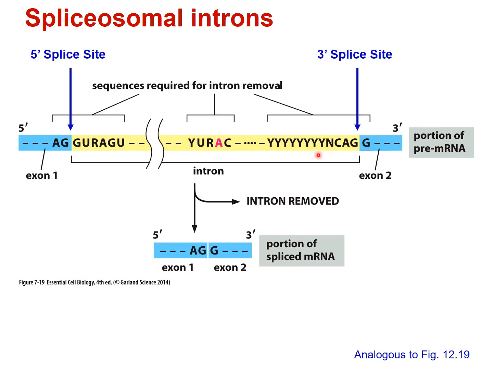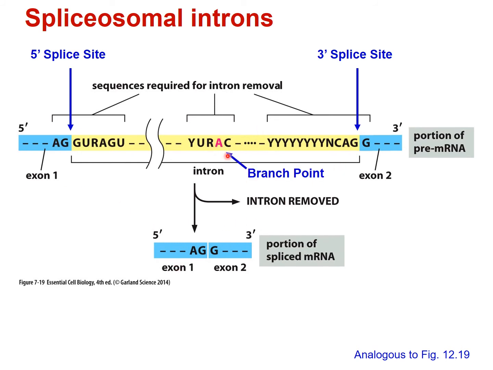Okay. So this region up here between exon 1 and the intron is called the 5' splice site. The region downstream between the 3' end of the intron and exon 2 is called the 3' splice site. This whole yellow portion gets removed, and these 2 exons get put together.